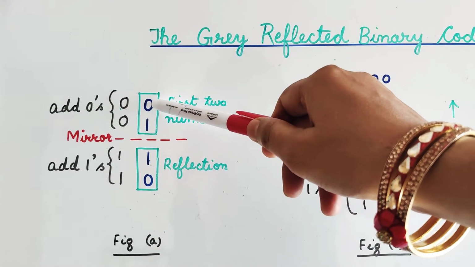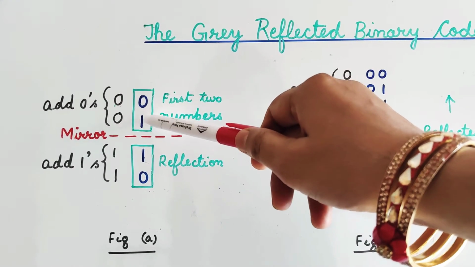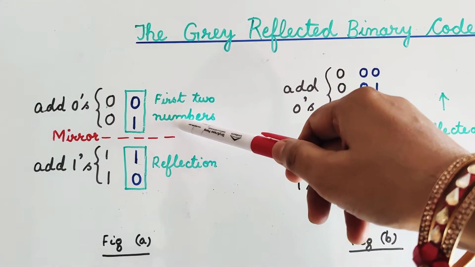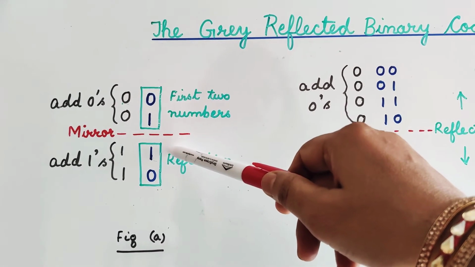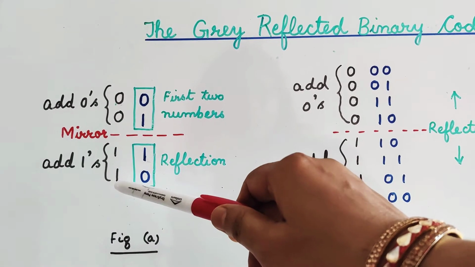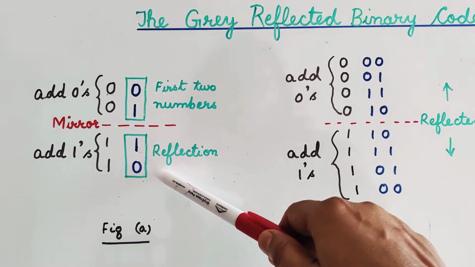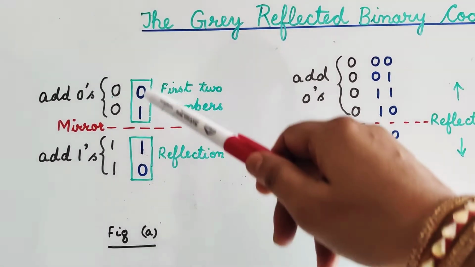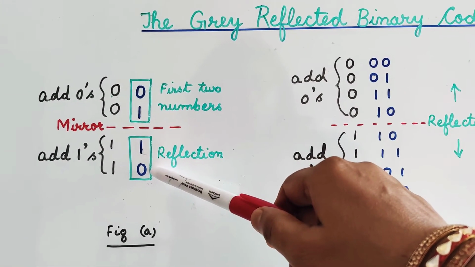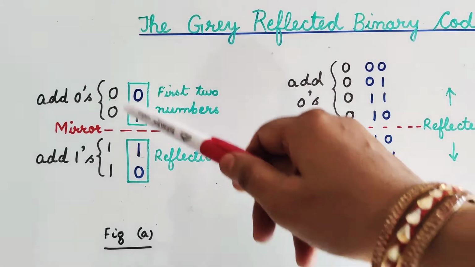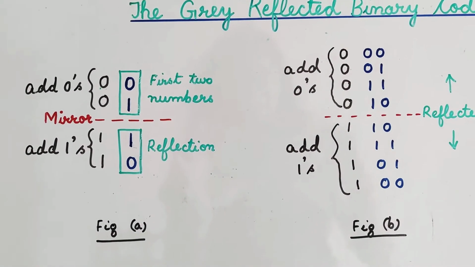So 00 represents the number 0 in decimal, 01 represents the number 1 in the decimal number system, 11 represents the digit 2 in the decimal number system, and the digits 10 represent the number 3 in the decimal number system. That is, the decimal numbers 0, 1, 2 and 3 are represented in the gray reflected binary code as 00, 01, 11 and 10 respectively.